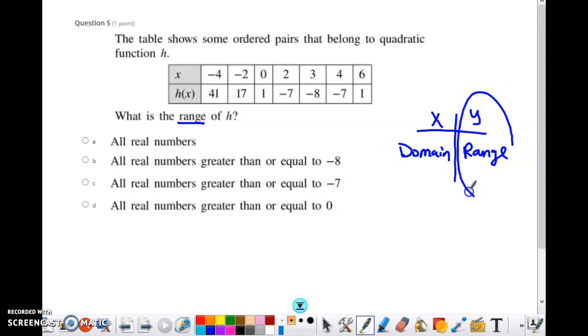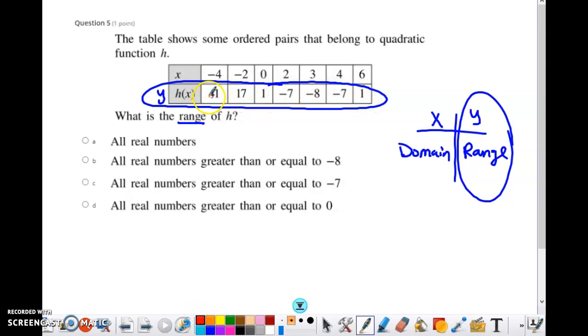Okay, so we're looking for the y's. These are my y's. So I'm looking at these numbers, only these numbers. Okay, and we always go from smallest to biggest. So let's look at the smallest number here. The smallest number is -8. Smallest.